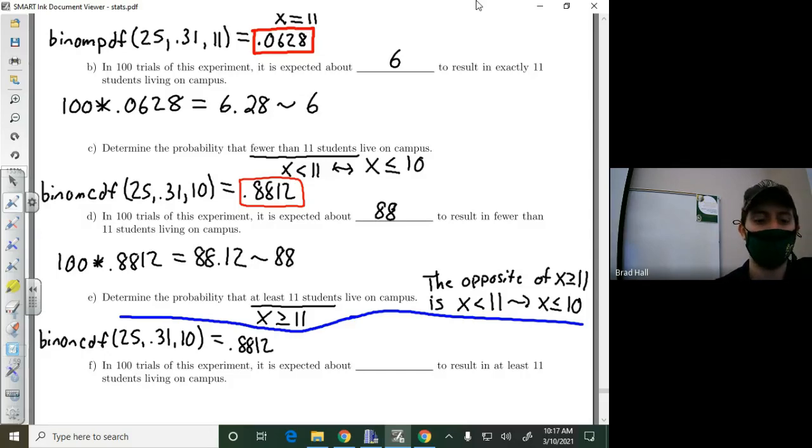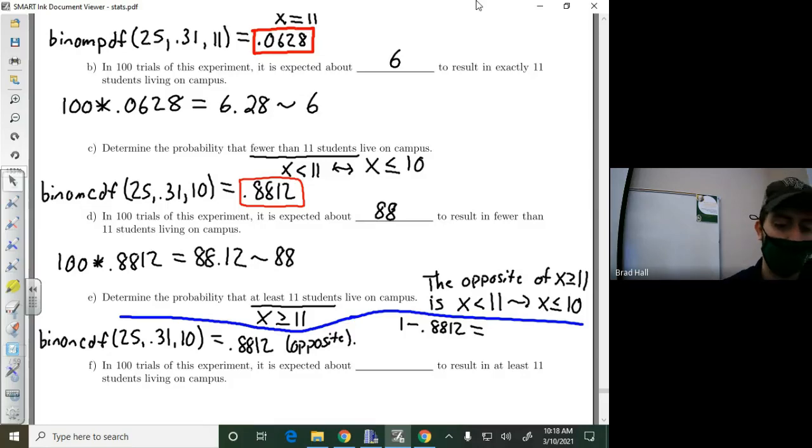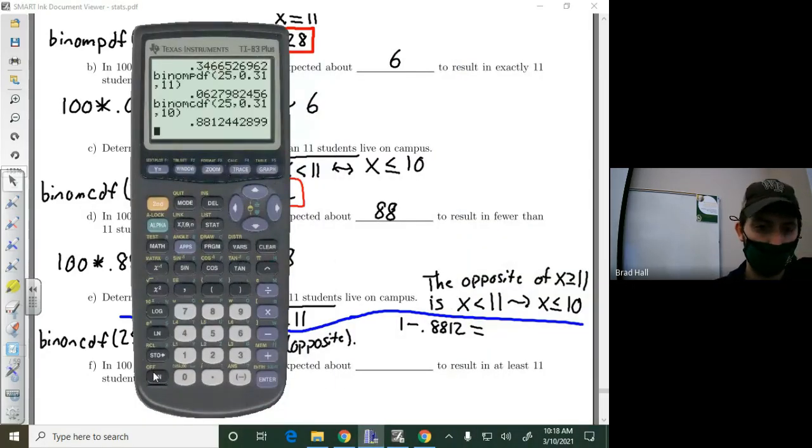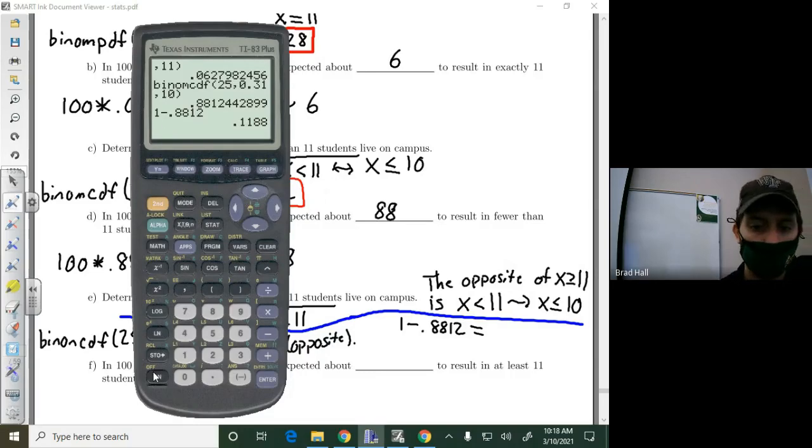So now, this is the opposite, which means to get the final answer, we have to subtract that from 1. 1 minus 0.8812 is equal to 1 minus 0.8812, 0.1188.